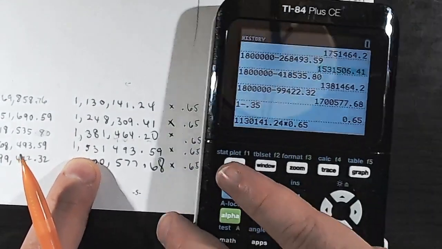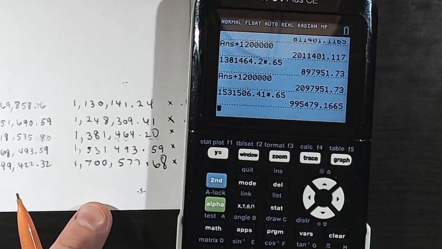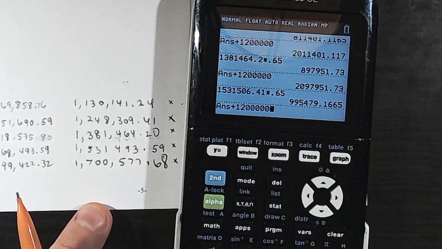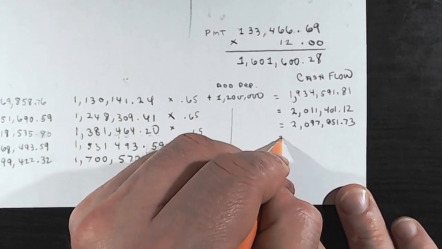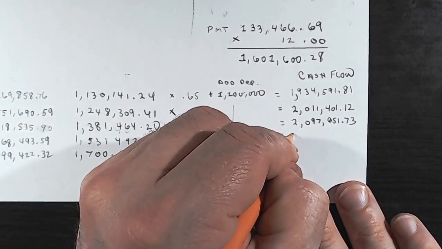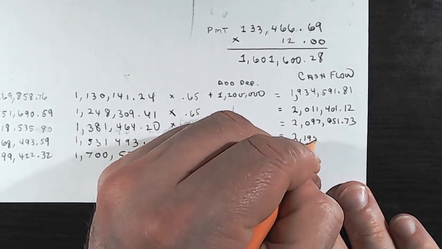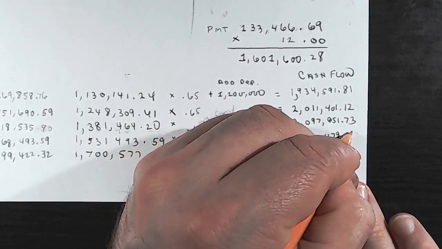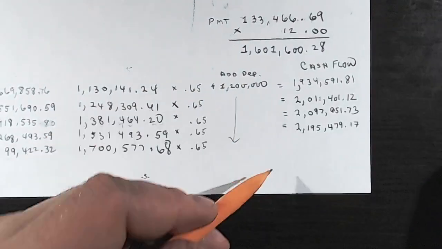Here it is. Enter times 0.65. Enter plus 1,200,000. So I can add back that depreciation there after I find my profit. So now I add back 2,195,479.17. Okay, next up, year five.